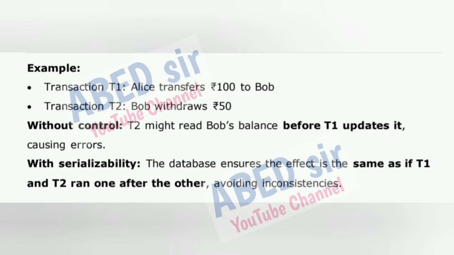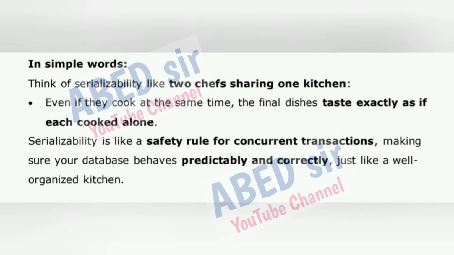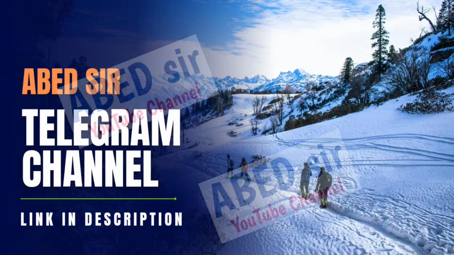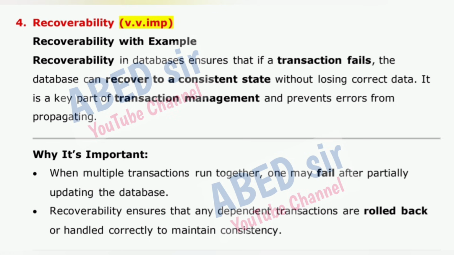In simple words, think of serializability like two chefs sharing one kitchen. Even if they cook at the same time, the final dishes taste exactly as if each cooked alone. Serializability is like a safety rule for concurrent transactions, making sure your database behaves predictably and correctly, just like a well-organized kitchen.